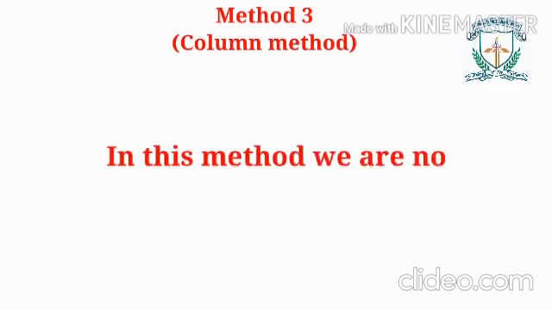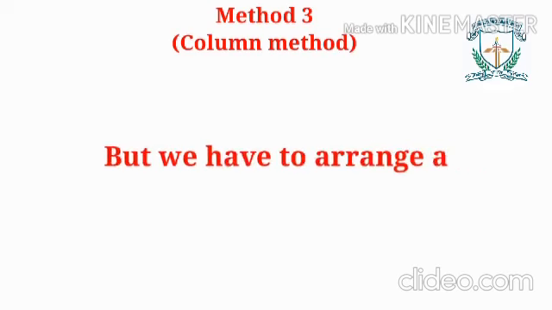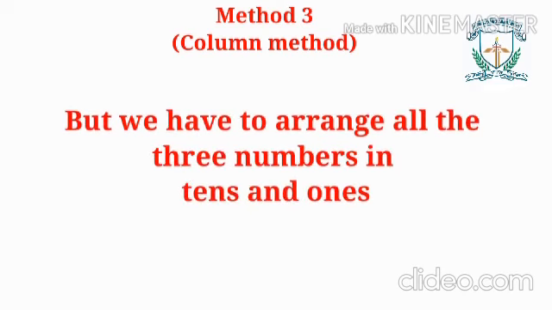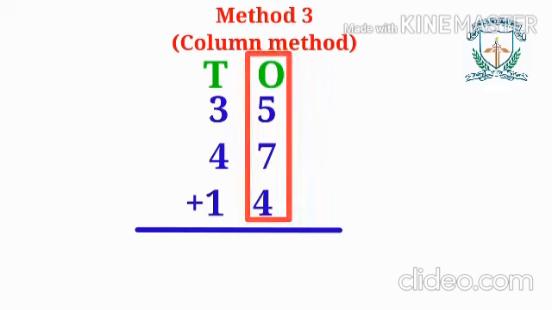Now let's move on to method 3. In this method, we are not expanding nor grouping the numbers, but we have to arrange all the three numbers in tens and ones column. After arranging the numbers, we will start adding from ones place digits. After adding ones place digits, that is 5, 7 and 4, we will get 16 as answer.